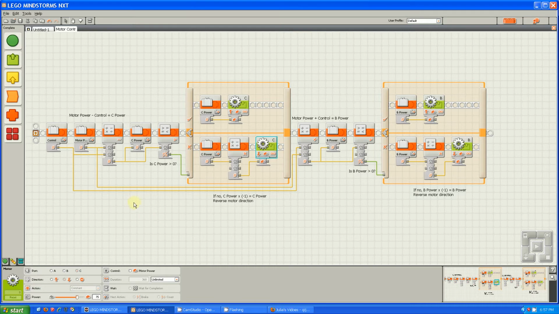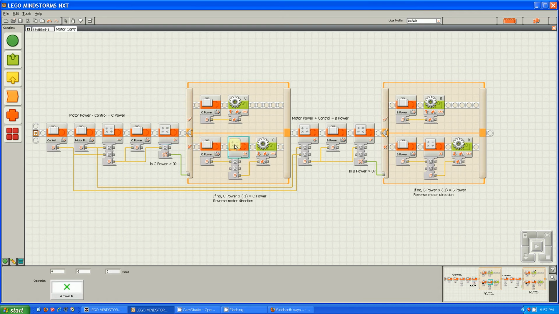So what you see on the screen right now is what I used to keep the robot from going crazy and make sure that the number was always positive. What it says is that this is C power, and if C power is greater than zero, you're fine, but if it's less than zero, you multiply it by -1, and then you write that back into the motor power, and you reverse the direction.